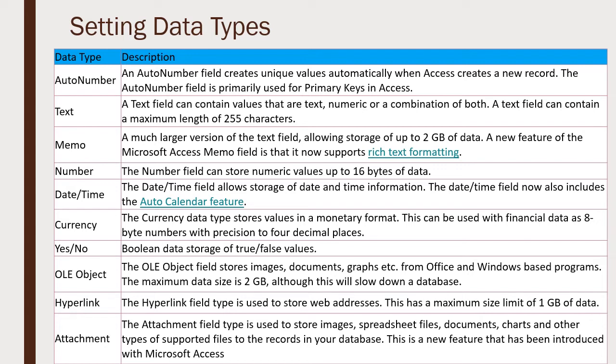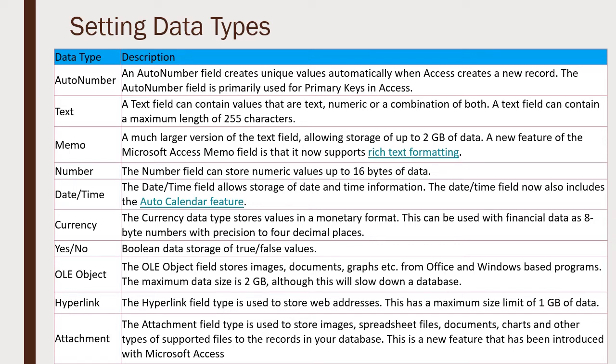Hyperlink. The hyperlink field type is used to store web addresses. This has a maximum size limit of 1 GB of data. Suppose you want to store the email ID, and when we click on the email ID and the net is connected, we will directly jump to the email ID. Or if you want to store the URL, meaning uniform resource locator, for example, any website address like www.google.com, for that we use the hyperlink.